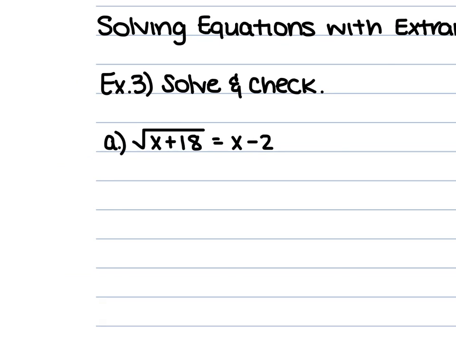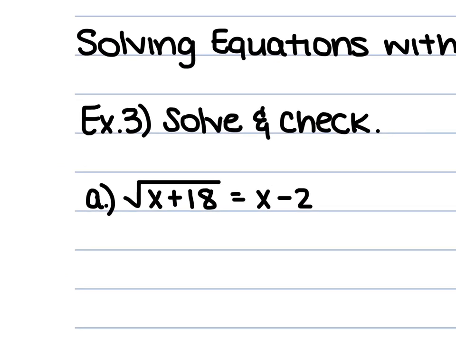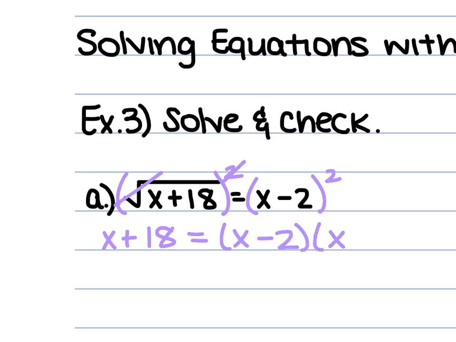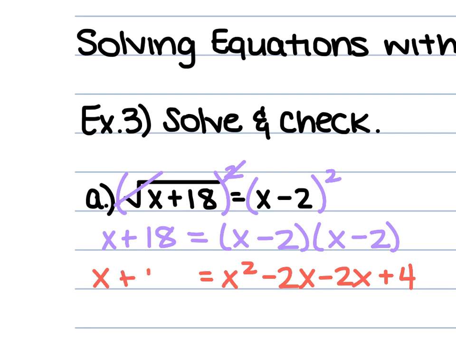If we look at example 3a, we're doing the same thing. We're getting rid of the radical here. So we're going to take each side and we're going to square it. We're going to have to FOIL as well. Okay, so we're going to have x plus 18 is equal to x minus 2 times x minus 2. We're going to do x times x, which is x squared. X times negative 2 is negative 2x. Negative 2 times x is negative 2x. And negative 2 times negative 2 is a positive 4. And we're going to keep that x plus 18.